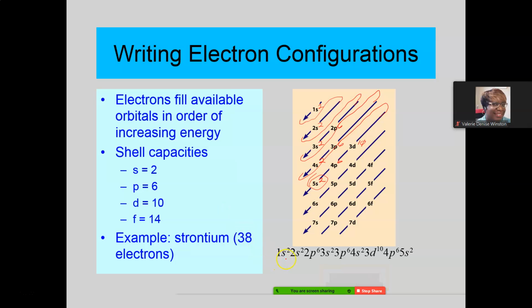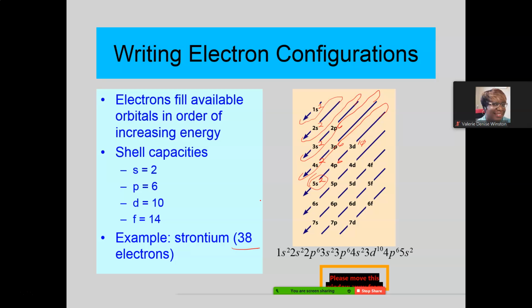1s2, 2s2, 2p6, 3s2, 3p6, then come down and do 4s2 before you go back up and do 3d10. Then 4p6 comes next, and then 5s2 is last. When you get here, you've reached 38. It's 2, 4, 10, 12, 18, 20, 30, 36, 38. Stop there. There's your 38 for strontium. That's as far as you go for strontium. Anything less than 38, you're stopping somewhere up here. Anything greater than 38, you're moving on down somewhere else.